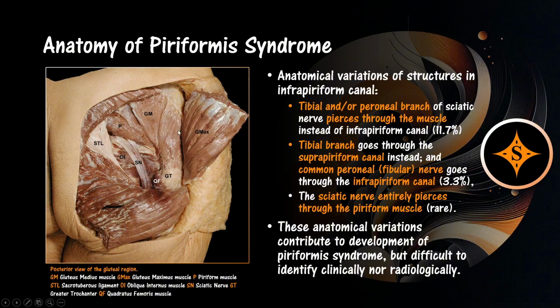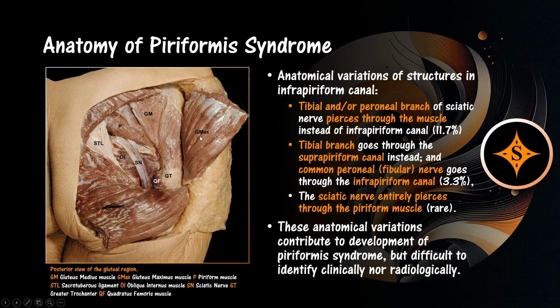The image on the left, as you can see, is a familiar image where Gmax is gluteus maximus muscle, GM is gluteus medius, P is piriform muscle, SN is sciatic nerve, QF is quadratus femoris muscle, GT is the greater trochanter. By the way, this is the posterior view of the right buttocks, a cadaver example. STL is the sacrotuberous ligament connecting the sacrum to the ischial tuberosity.